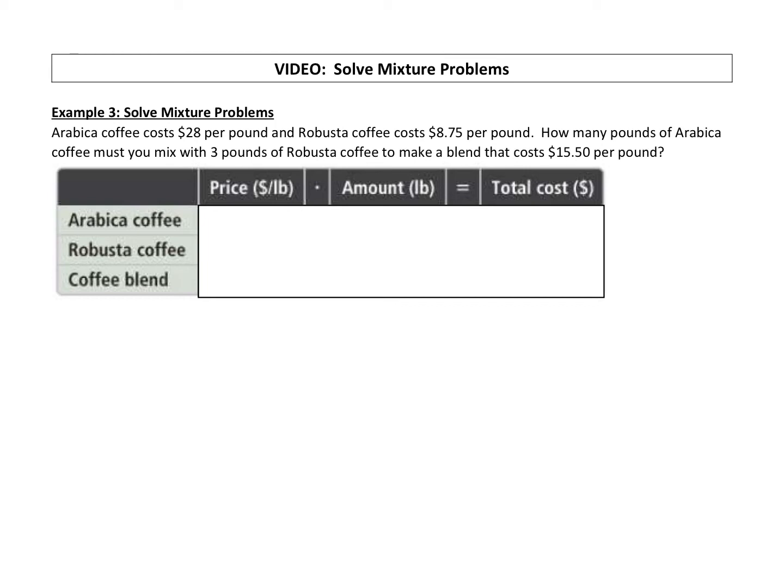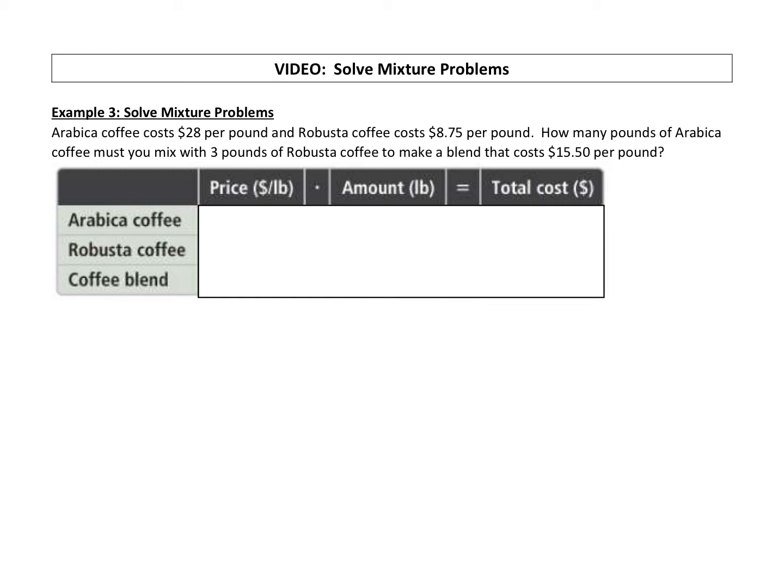All right, let's take a look at a mixture problem. I think we had one of these in our last lesson that involved solutions with percentages, but we're going to be working with dollars and cents here. Arabica coffee costs $28 per pound, and Robusta coffee costs $8.75 per pound. How many pounds of Arabica coffee must you mix with 3 pounds of Robusta coffee to make a blend that costs $15.50 per pound? Okay, let's break this down.